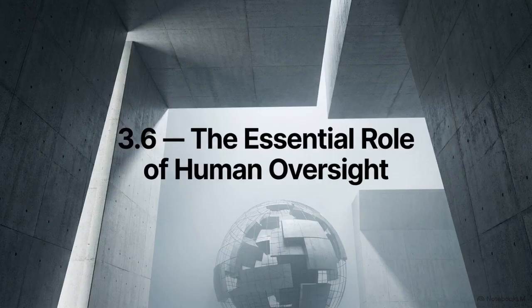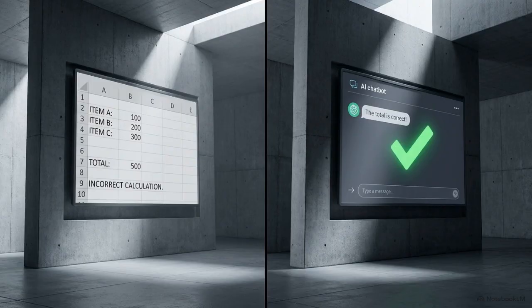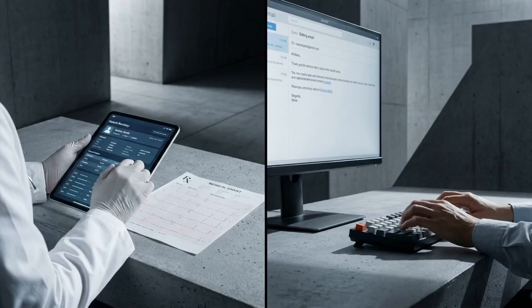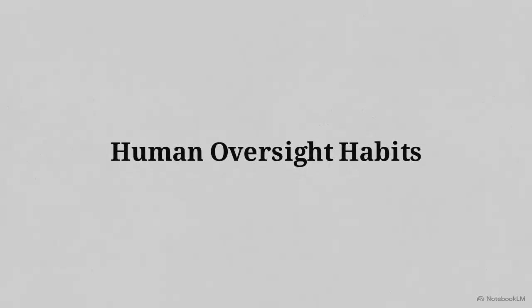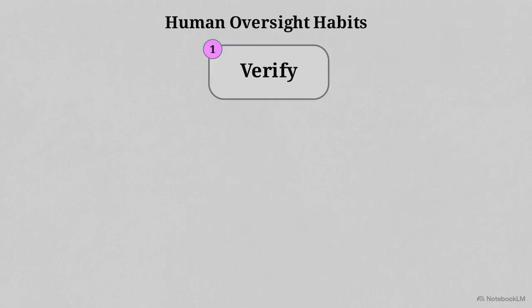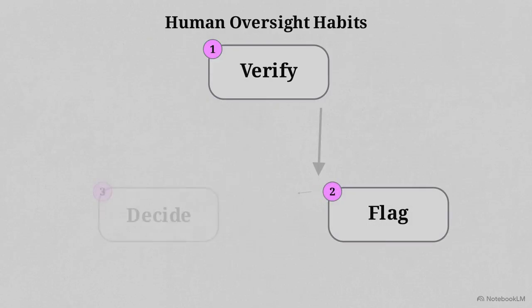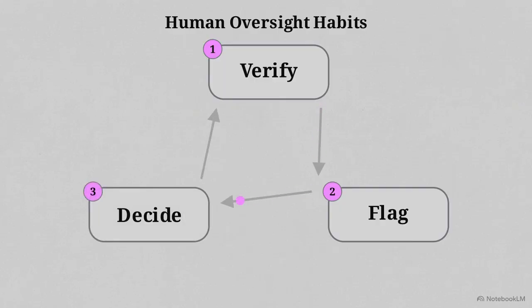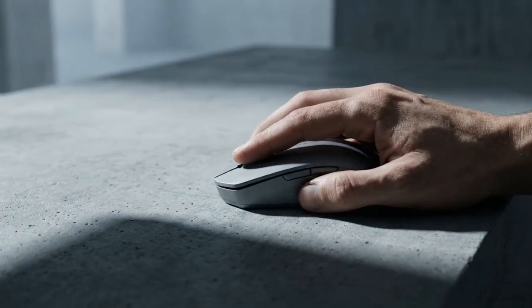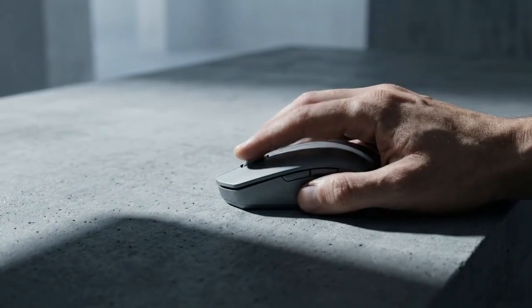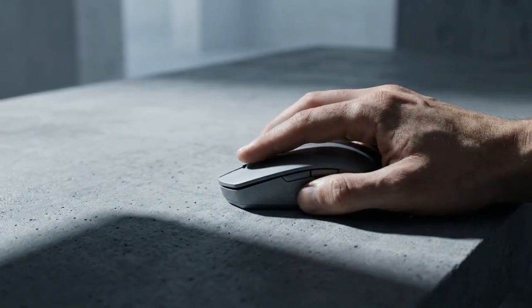3.6. The essential role of human oversight. Since these systems are narrow, limited, and sometimes confidently wrong, humans must stay in the loop. Human oversight is the required bridge between limited AI output and real-world execution. Practicing human oversight requires 3 concrete habits. First, verify outputs against trusted sources. Second, flag errors when something looks suspicious. And third, decide how to act. Not every interaction requires the same level of scrutiny. The strictness of your oversight must scale depending on the consequences of the task.